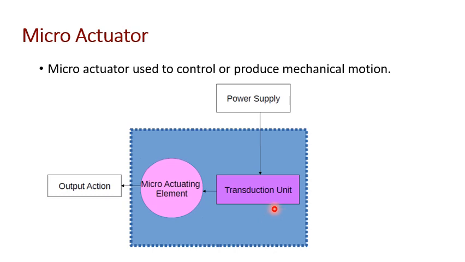So it contains a transduction unit, and the input to the transduction unit might be the output of some processor or controller, and this transduction unit is responsible for converting the signal from one form of energy to another. And then you have a micro actuating element that is responsible for producing some mechanical motion such as force or torque. Now the driving power for actuators varies depending upon the application.